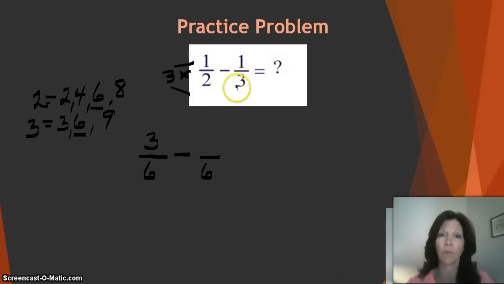What does it take to make 3 equal 6? 1, 2. So 3 times 2. If you do it to the bottom, you have to do it to the top. 1 times 2 is 2. Once your common denominator is there and you have fixed your numerators, you're ready to subtract. 3 minus 2 is 1. And again, you don't do anything to the denominators except bring it over. Your answer should be 1/6. Hopefully you got 1/6. Let's do your next practice problem.